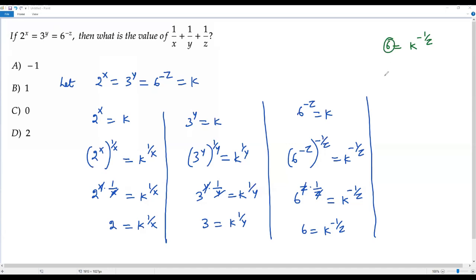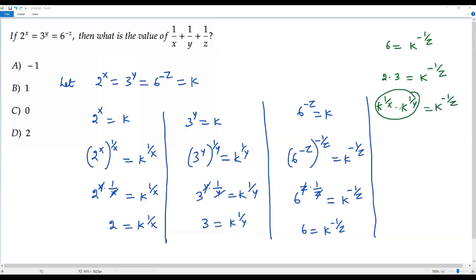I write this 6 as 2 times 3 equals k to the power of negative 1 over z. I have already solved for 2, that is 2 equals k to the power of 1 over x, and also I have solved for 3, that is 3 equals k to the power of 1 over y. Now I'm going to plug in this k to the power of 1 over x for the 2 over here, and this k to the power of 1 over y for the 3 over here. Then I'm getting k to the power of 1 over x times k to the power of 1 over y equals k to the power of negative 1 over z.